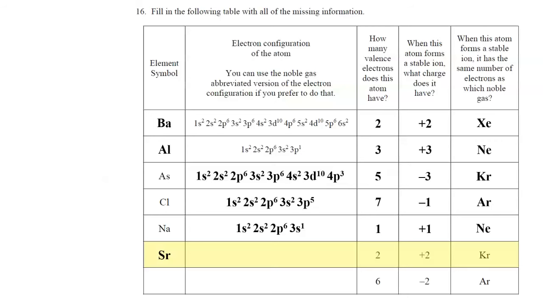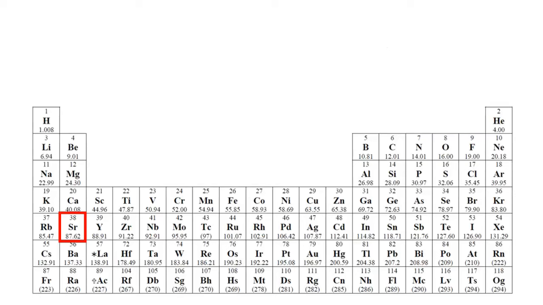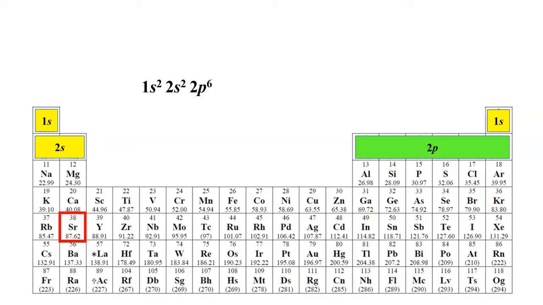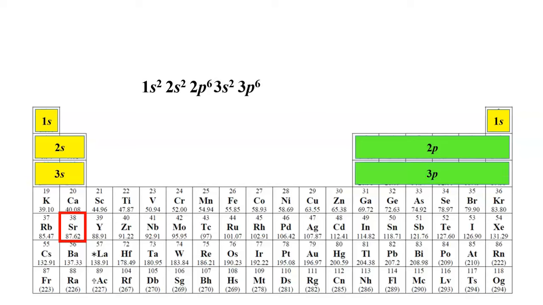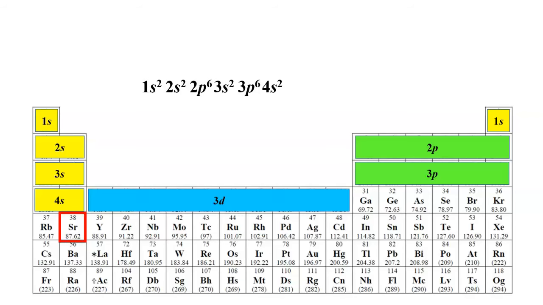Now let's write the electron configuration for the element strontium. So for strontium, that electron configuration would be 1s2, 2s2, 2p6, 3s2, 3p6, and then 4s2, followed by 3d10, 4p6, and then the last part would be 5s2.